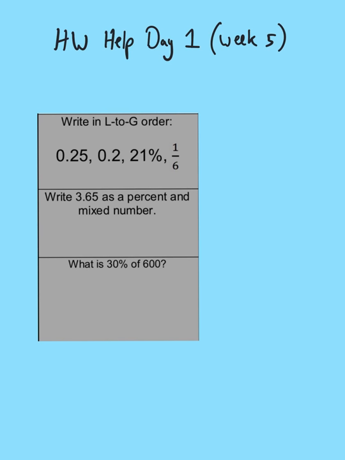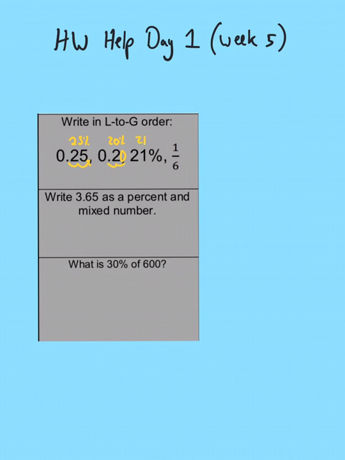So what I'm going to do is change them all to percents. The only reason I do that is because percents are easy to read and understand. For the decimals, I'm going to "deep" it by moving the decimal twice to the right. So for this one, moving it twice, that's 25%. For the next one, you have to add a 0. Moving it twice, that's 20%.